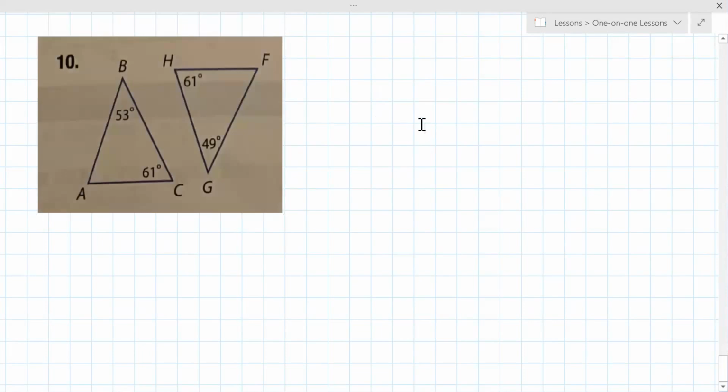Okay, number 10. I want you to find the third angle in each of these triangles. You know that the sum of the interior angles must add up to 180. So C equals 16.